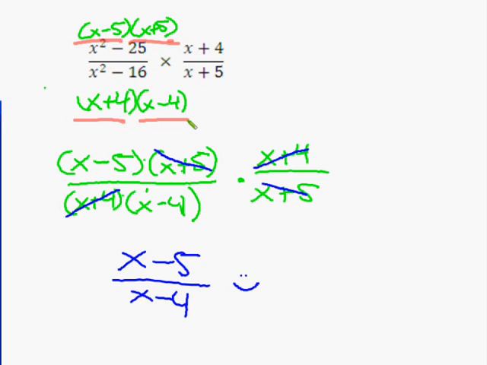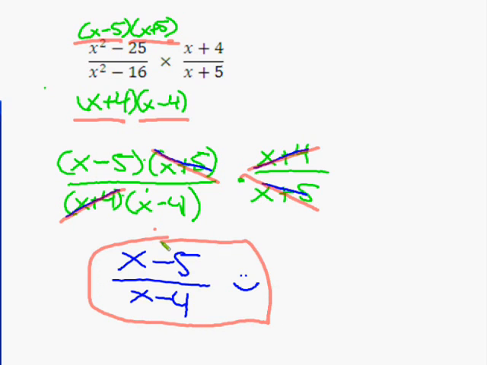So when you write that factored out, you can cancel your x plus 5 and your x plus 5 diagonally, and then also diagonally your x plus 4 and your x plus 4, which will leave you with an x plus 5, x minus 5, and an x minus 4.